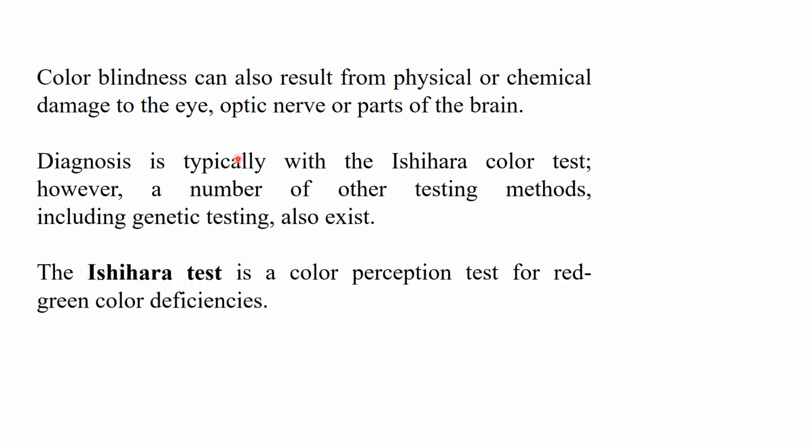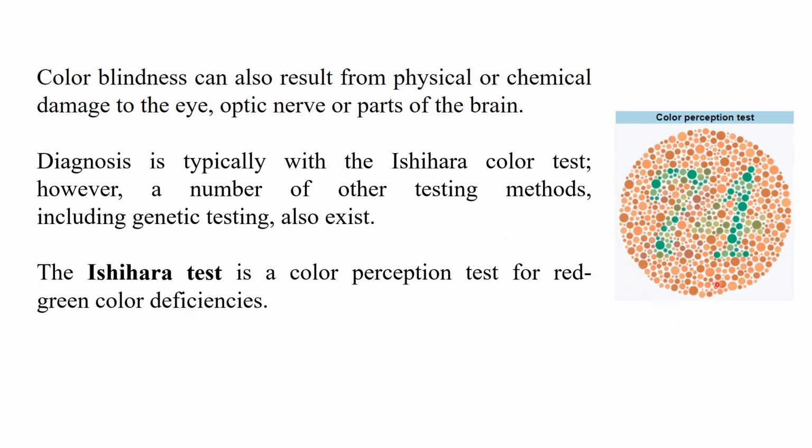This diagnosis is typically with the Ishihara color test. However, a number of other testing methods, including genetic testing, also exist. Genetic testing भी कर सकते हैं. Ishihara test available है. The Ishihara test is a color perception test for red-green color deficiencies. For example, it is the test for color blindness.